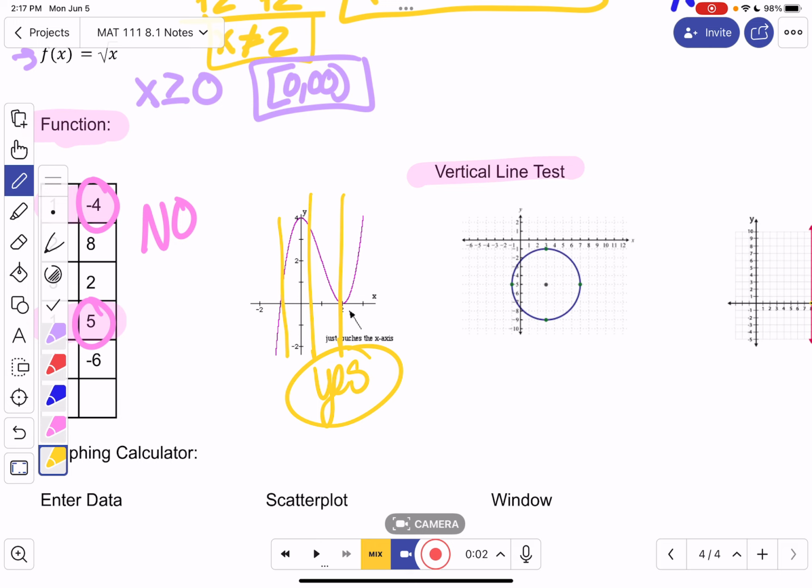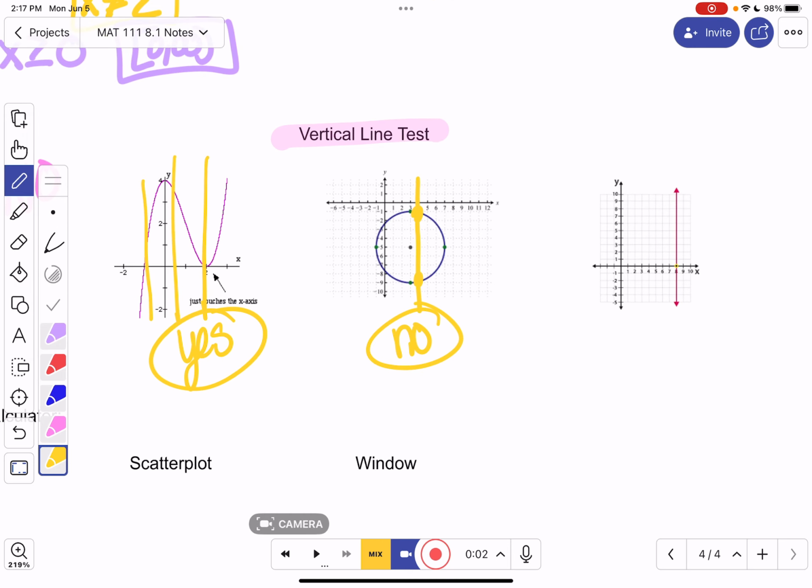The next one, if I draw a vertical line right here, I touch it in 2 points. Automatically makes it not a function. It doesn't matter if that does it once or 100 times. That one time makes it not a function. Now, if we look at this one, we have a vertical line. It's a line, it's a graph, but it touches all of these spots vertically, so it's not considered a function.